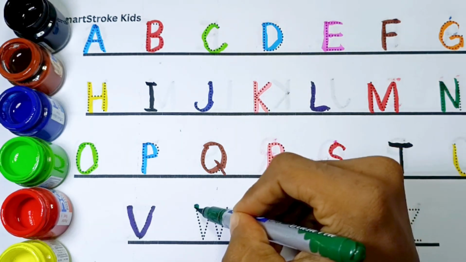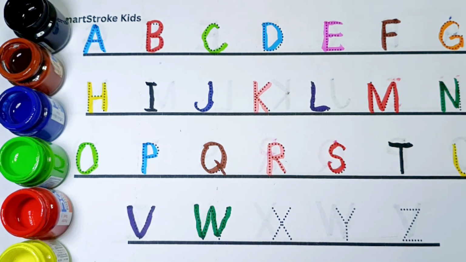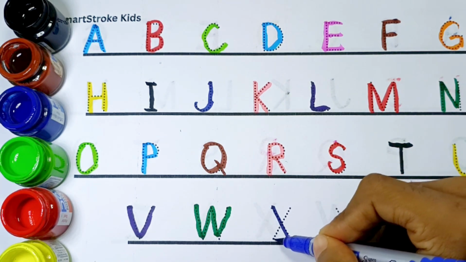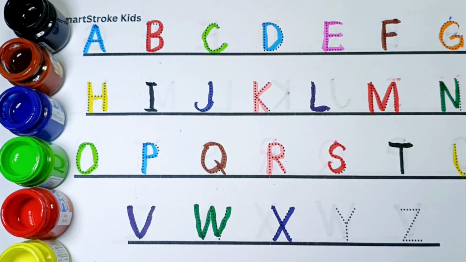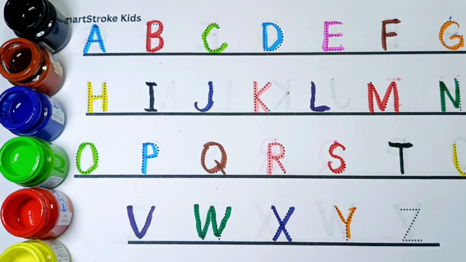W for whale. The alphabets of W. Kids, now you draw X for xylophone. Kids, now you draw Y. Very good kids. Y for yak. Wow, yak. Kids, now you draw Z.